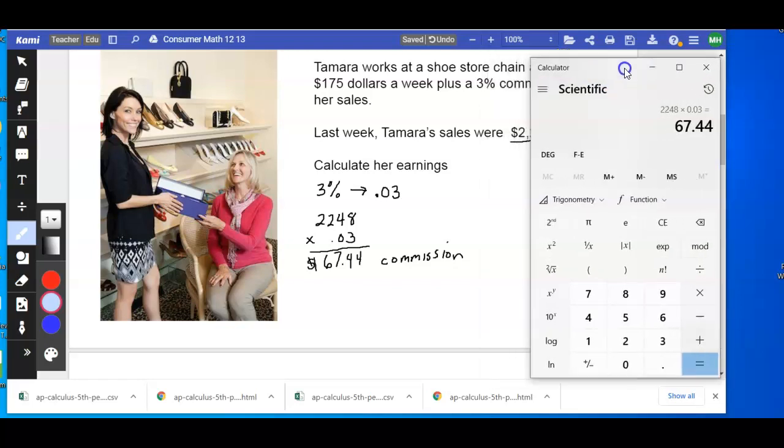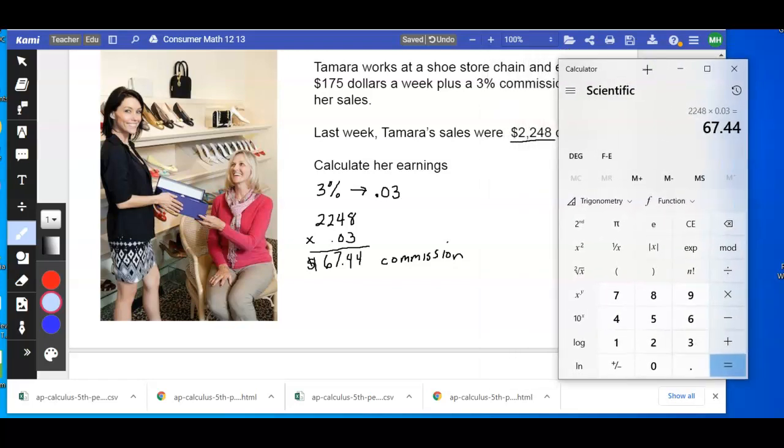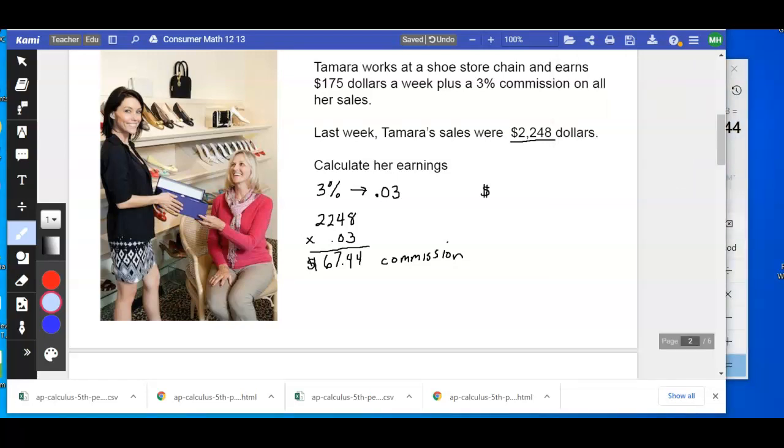Now what we need to do is add in the rest of her pay. Besides the $67.44 she earned for the week, she also earned $175 for her regular pay. We add those two things together and we'll get our answer. I'm not using a calculator here, so that would be $242.44. That would be her total earnings.